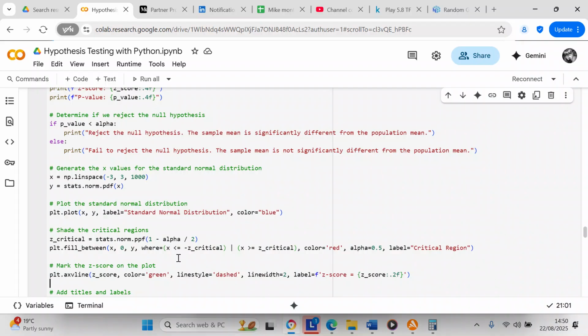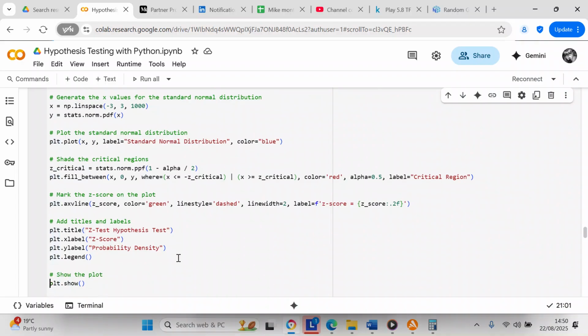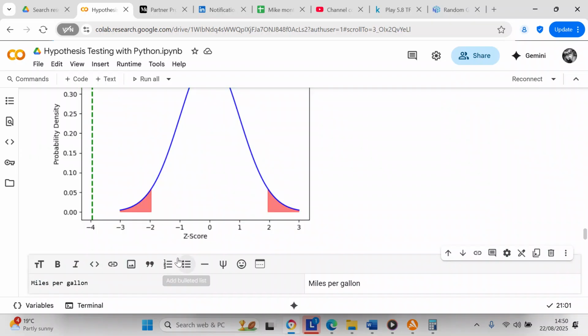Then we mark the z-score on the plot: plt.axvline(z-score, color equals green, linestyle equals dashed, linewidth equals 2, label equals z-score). Now we're going to add titles and labels. The title is z-test hypothesis test. The x label is z-score. The y label is probability density. Then we're going to plot the legend, and show what we plotted.